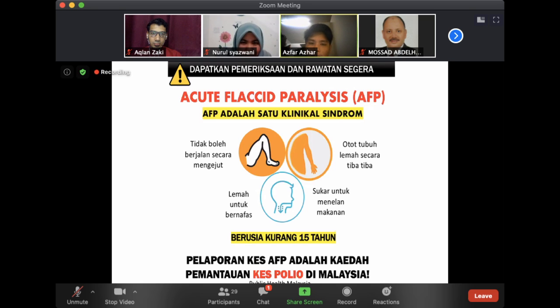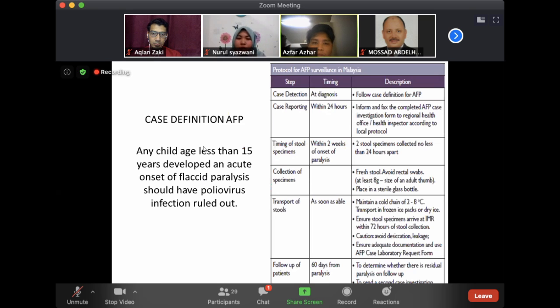Same in Malaysia. Okay, so this is the case definition of acute flaccid paralysis. Any child aged less than 15 years who develops an acute onset of flaccid paralysis should have poliovirus infection ruled out. That's why we have the protocol of AFP surveillance in Malaysia, based on the CPG. For case detection and diagnosis, the case reporting is within 24 hours, timing of stool specimen within 2 weeks of onset of paralysis, collection of specimens, transport of stool as soon as able, and follow-up of the patient within 60 days of paralysis. You can read it by yourself in the CPG.